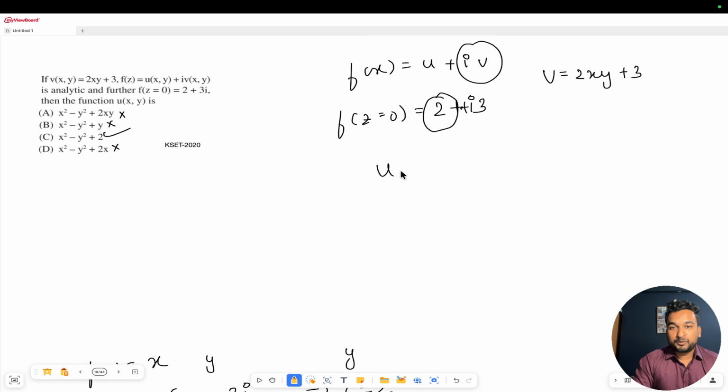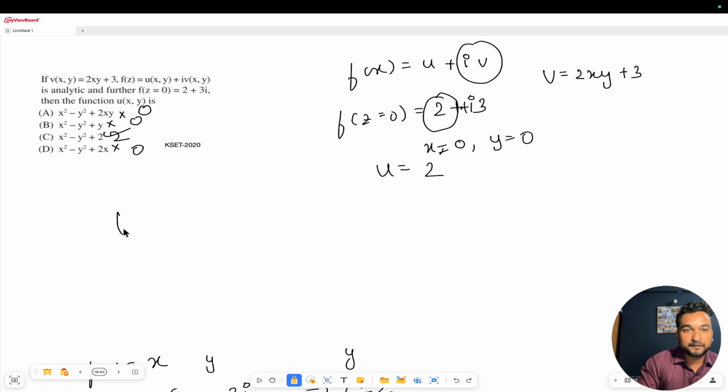for u. Whatever option you choose, u equals 2 whenever x and y are 0. So just check for which option you get u equals 2 at x equals 0 and y equals 0. In this equation you will get 0. In this also you will get 0. Here also you will get 0. Only here you will get 2.